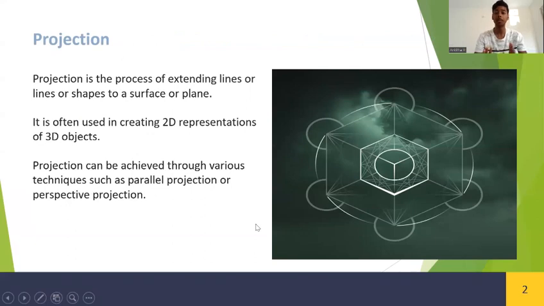Now coming to the projection. Projection is the process of extending lines or shapes to a surface or a plane. It means extending a given line to get a view of it. It is often used in creating 2D representations of 3D objects. Projection can be achieved through various techniques such as parallel projection or perspective projection. So this was about the projection.